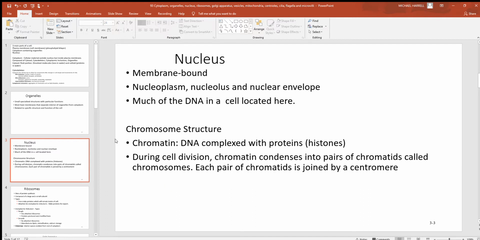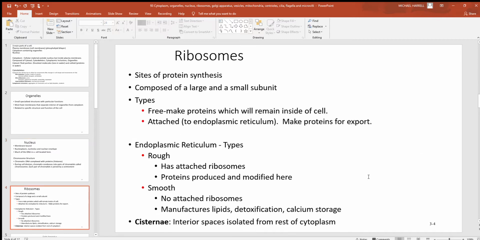It can be loosely spread out in thin strands like the chromatin, or very tightly packed, as you see in the chromosomes. And you'll see these pairs of chromatids which make up the chromosomes, and each one of them is joined right in the center by a structure called a centromere. But let's look also at these ribosomes. Anytime you hear these ribosomes, you think protein synthesis.